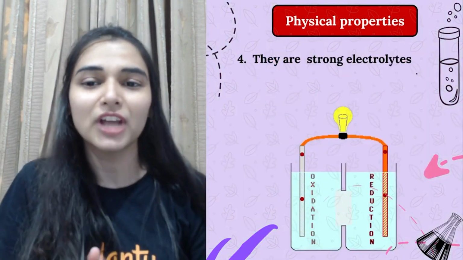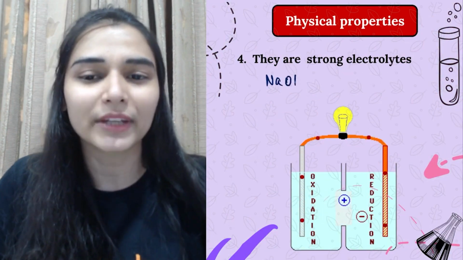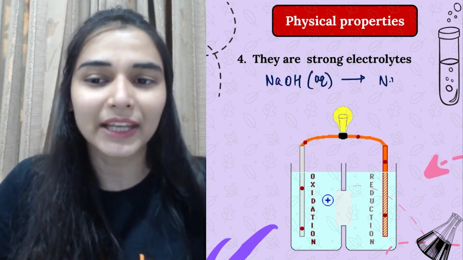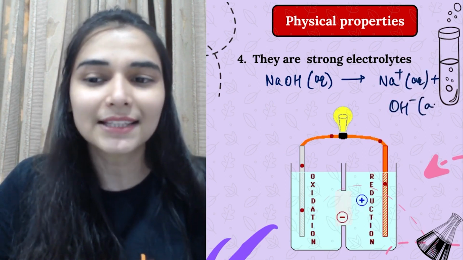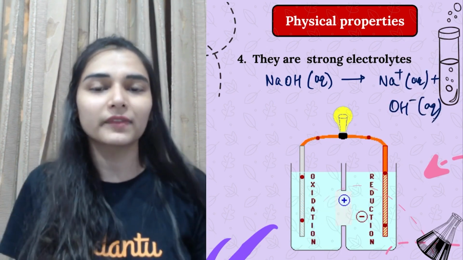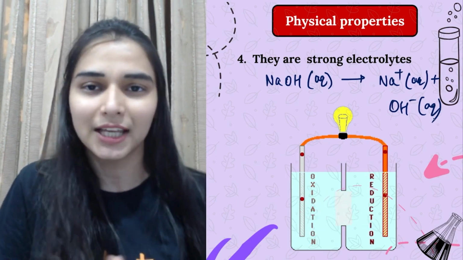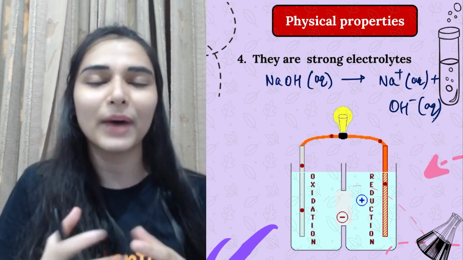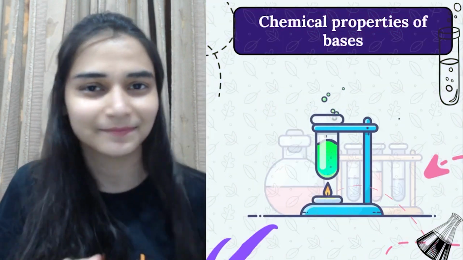So they are soapy to touch, and they are strong electrolytes. Let's say I have taken an aqueous solution of sodium hydroxide. I know it will break down to give me sodium ions and hydroxide ions. So these ions are free to move in the solution. They are charge carriers, so they would be conducting electricity. So you can use them as strong electrolytes. They break down on passing electricity to give me free ions which can further conduct electricity.